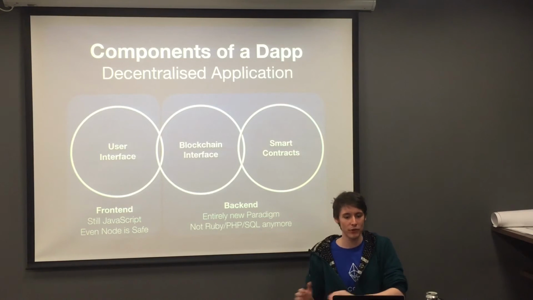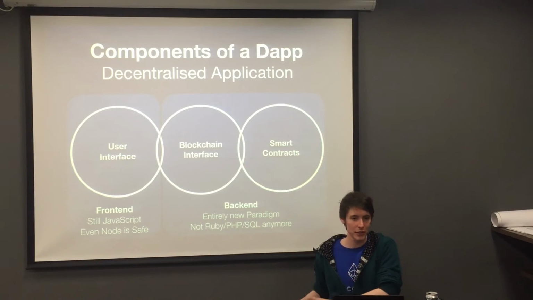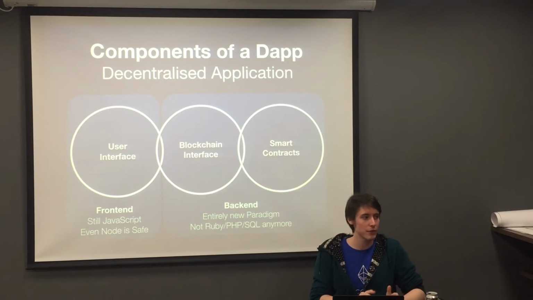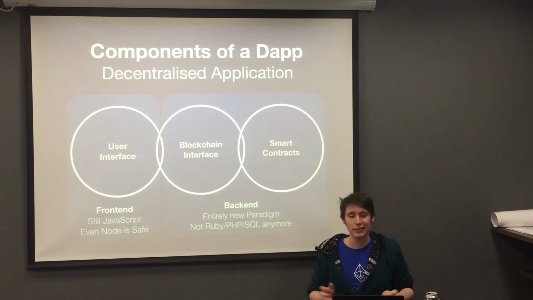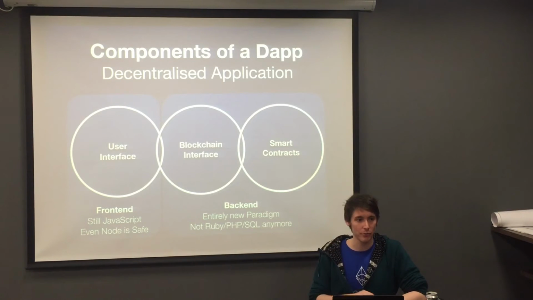All those backend developers have to change everything. Ruby doesn't exist on the blockchain. There's no SQL. They have to learn how to use smart contracts. But if you're a UI developer or even just a really good Electron developer that works with file systems and stuff, you don't need to learn anything really. It's just JavaScript.